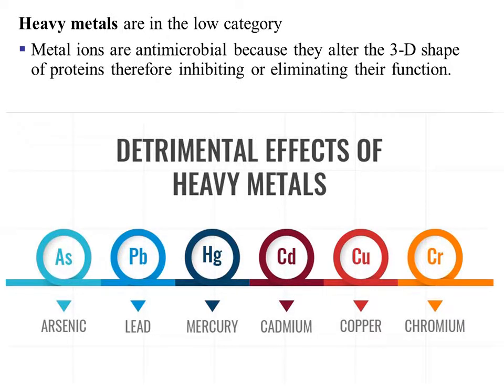Heavy metals will fall into the low category. Metal ions are antimicrobial because they alter the three-dimensional shape of proteins, therefore inhibiting the function of the protein, such as enzymes. Some examples of heavy metals are arsenic, lead, mercury, cadmium, copper, and chromium.